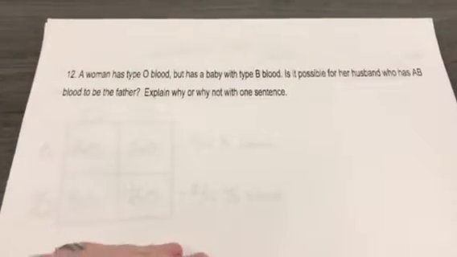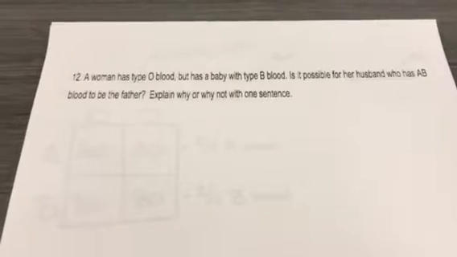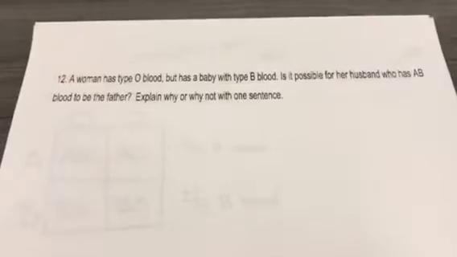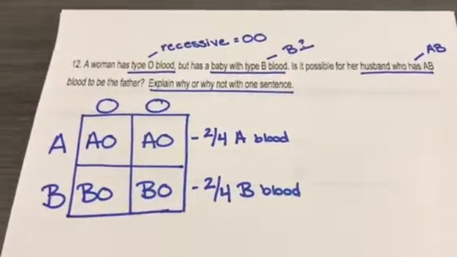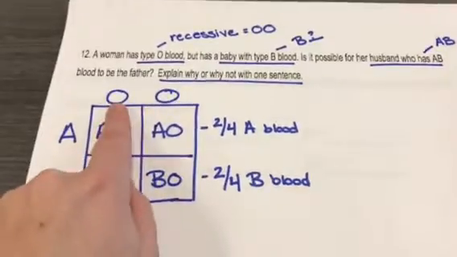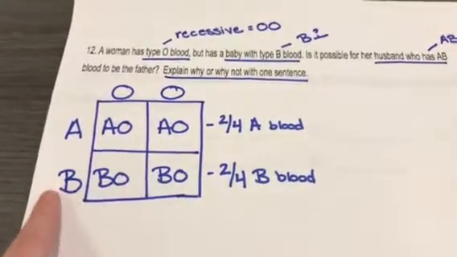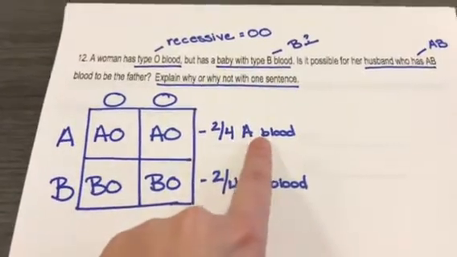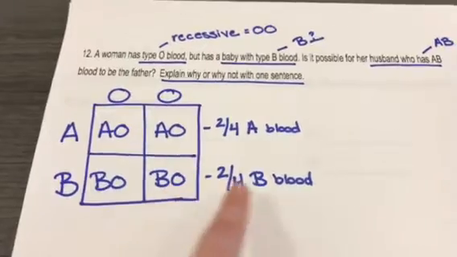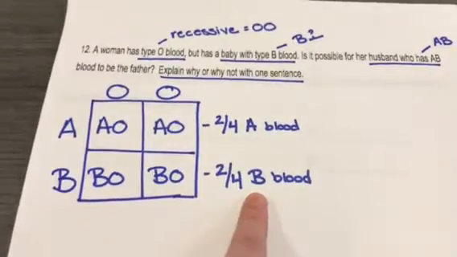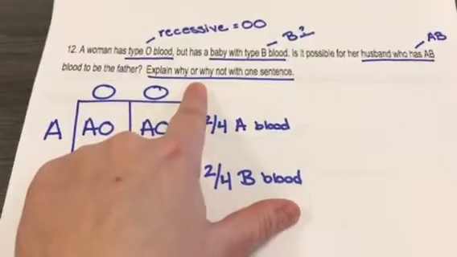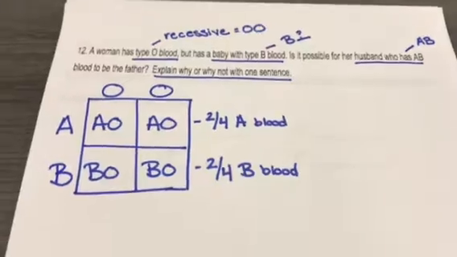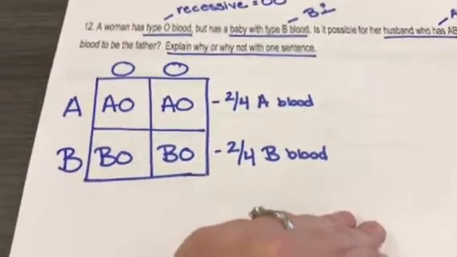Number 12, we have a woman with blood type O that has a baby with blood type B. Is it possible for her husband, who has AB blood, to be the father? So when we do the cross, we have mom as OO, dad as AB. There's a 50% chance they have a baby with A blood, and they have a 50% chance of a baby with B blood. The question says, explain why or why not in one sentence. So after you do the cross, you need to write it in a sentence format, just explaining what you did.